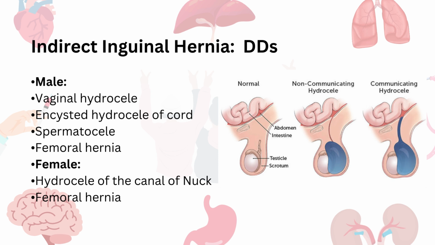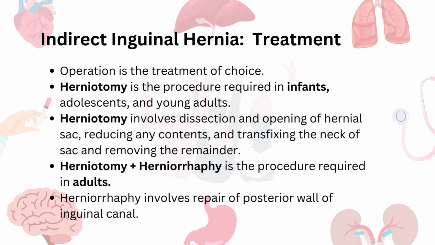And then we are obviously looking at the treatment of the indirect and the direct inguinal hernias. So, operation is the treatment of choice always, because there is a swelling, there is a defect in the anterior abdominal wall, we have to repair that defect. There are two options, that could be the herniotomy or the herniorrhaphy. So, herniotomy is the procedure which is required in infants, adolescents, and young adults.